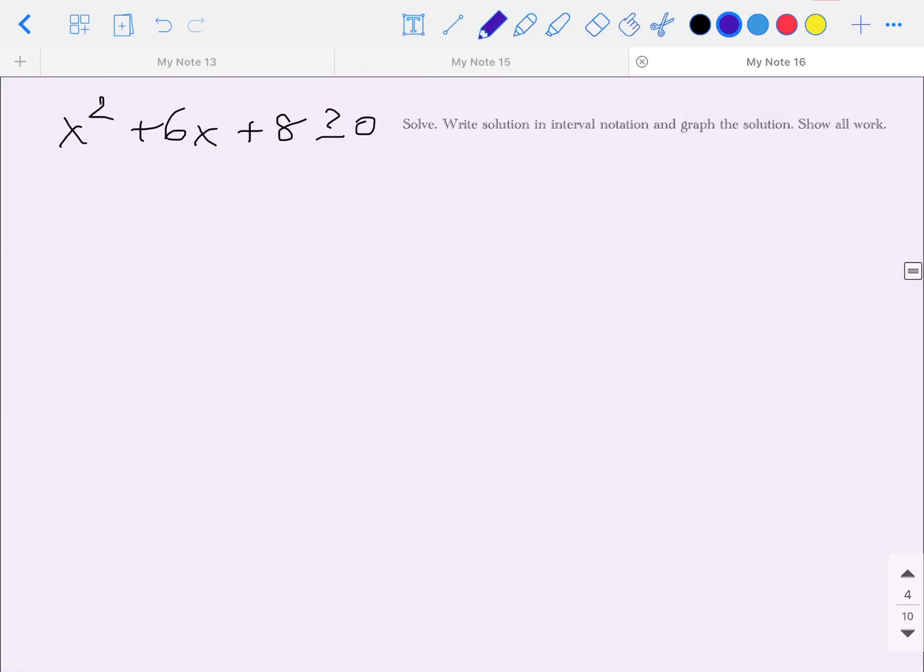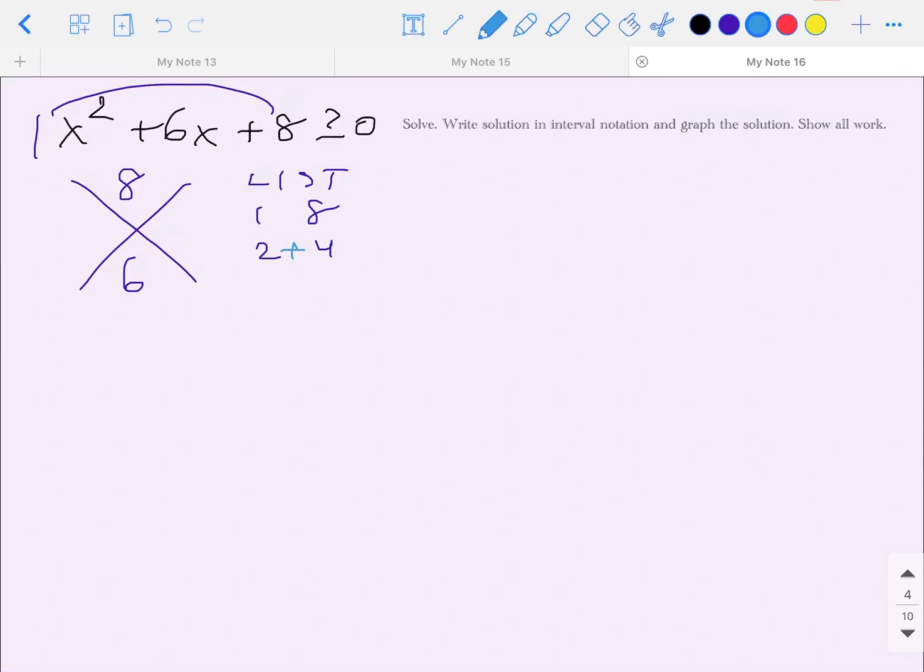Same thing goes with this. This is a 1x squared. Cross product algorithm: 1 times 8 is 8, and the middle is 6. We're going to list out the factors of 8. So that's 1 and 8, 2 and 4. And I can see that 2 plus 4 is equal to 6, which matches the middle. So we're going to put 2 and 4. And now the 2 parentheses become x plus 2 and x plus 4.